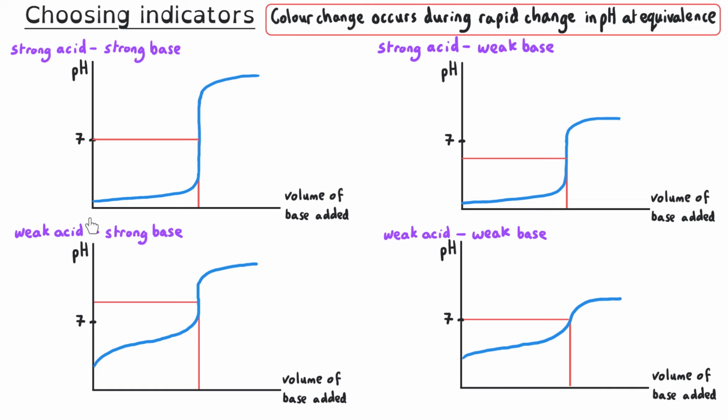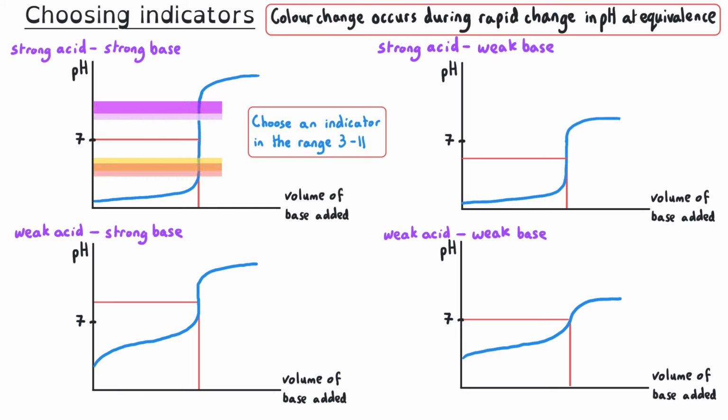For instance, a strong acid, strong base titration has a very big change in pH at the equivalence point, between around 3 and 11. And so we need to choose an indicator that changes colour within this range. Two good examples that we could use are phenolphthalein and methyl orange. You can see that I'm representing the range over which these two indicators change colour, and both of these ranges align with the rapid change of pH that occurs at the equivalence point.